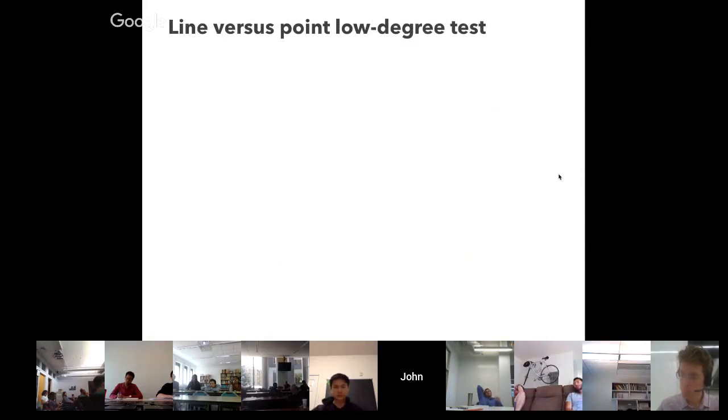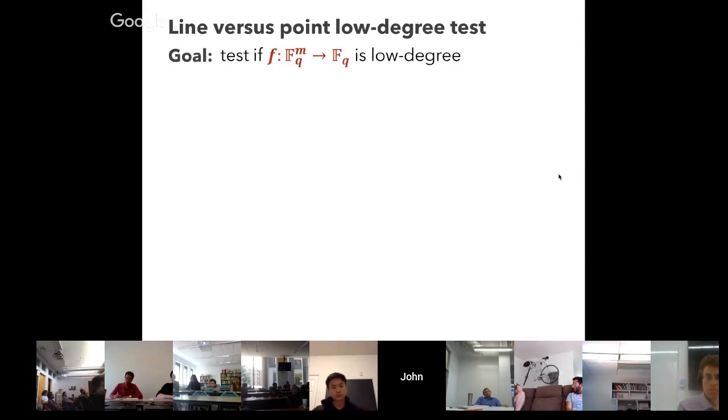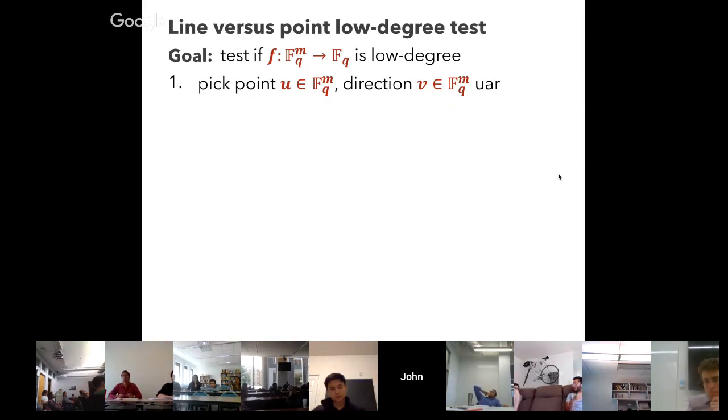Now I'm going to give you a very, very high level overview of the line versus point low degree test. Again, our goal is to test if our function f is a low-degree polynomial. So our verifier is going to prepare a point and a line. First it picks a point u in Fq to the m, and then it's going to pick another vector v in Fq to the m, which is its direction. Both of these are going to be uniformly at random. Then it's going to set L, its line, to be the line that goes through u in direction v. So it's the line u plus tv for all t in your field. So it contains the points u, u plus v, u plus 2v, and so on. So u is our point, and L is our line.